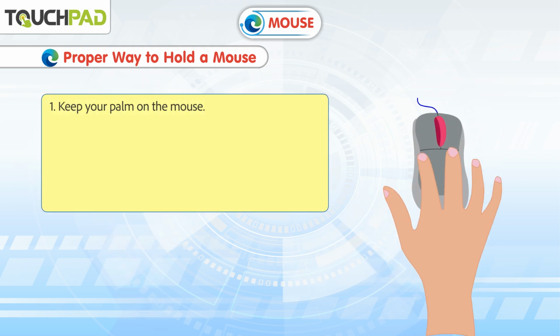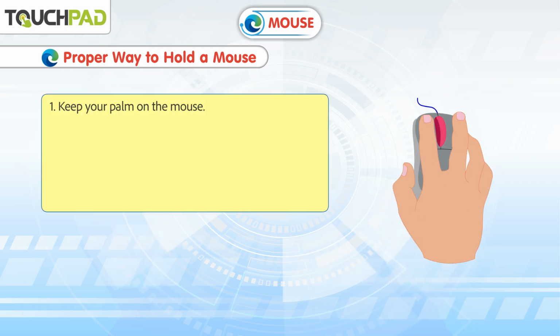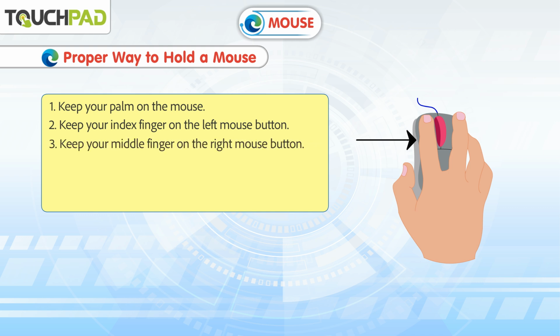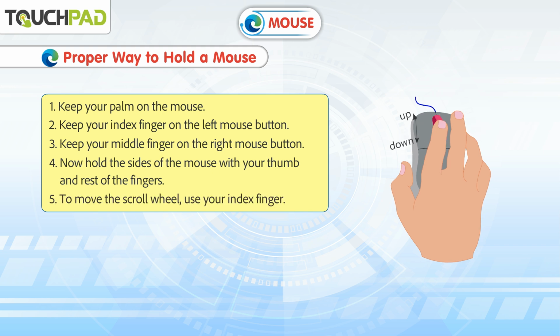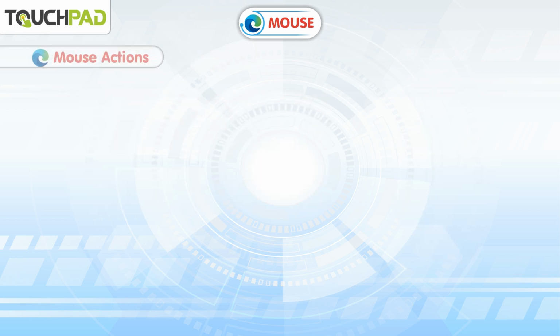Palm. 1. Keep your palm on the mouse. 2. Keep your index finger on the left mouse button. 3. Keep your middle finger on the right mouse button. 4. Now hold the sides of the mouse with your thumb and rest of the fingers. 5. To move the scroll wheel, use your index finger.